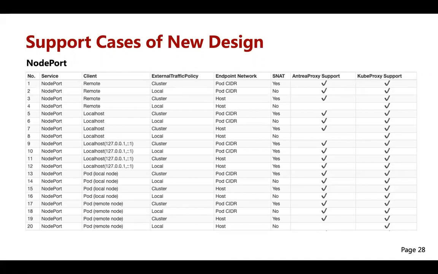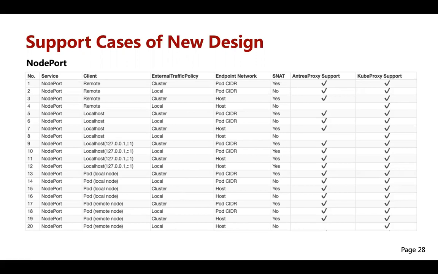Do we have any other question regarding the proposed design here? I do have a quick question if Hongliang doesn't mind. I'm looking at rows number 17 and 18 here. I was noticing that if the client is from a remote node, depending on the external traffic policy, we may or may not need SNAT in two different cases. I might have missed it when you presented, but could you explain a little bit on why that is the case?